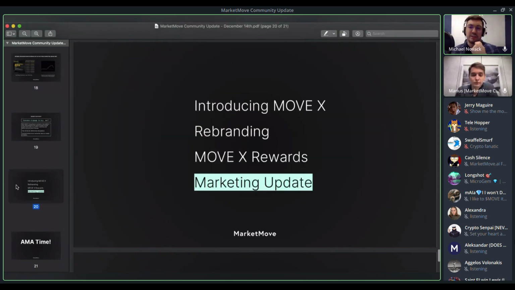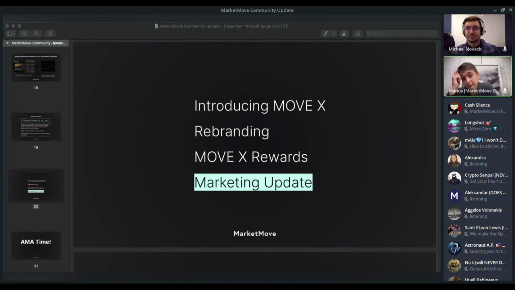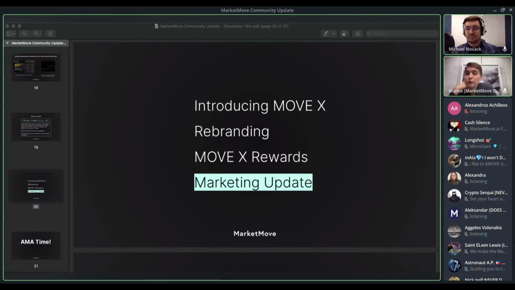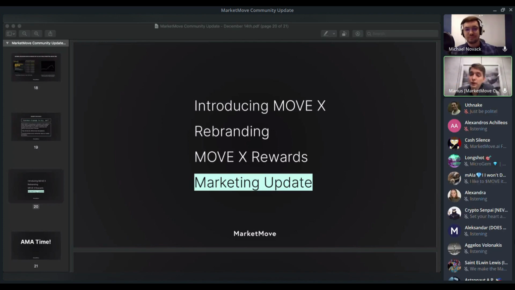Let's move to the next slide, the marketing update. Sorry for the interruption, but I just remembered: when we were doing the polls, and this is again why the community voice is so important for us, we figured out most of you actually came from a referral, from a friend or acquaintance that told them about Move.